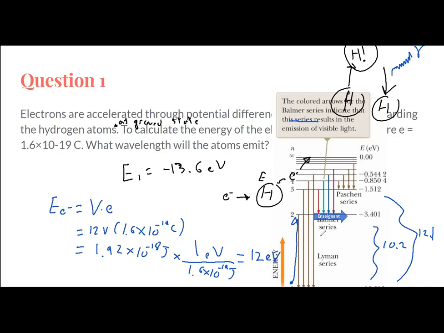So it can only get energized to that level, and then eventually the hydrogen atom is going to fall back to the ground state and emit a photon. So the question is actually asking what wavelength will the atoms emit, and in this case, they'll emit a wavelength equal to the difference in energy between the second and first states, because the hydrogen atom gets excited to the second state, and then when it comes back down to the ground state, it loses energy in the form of a photon.